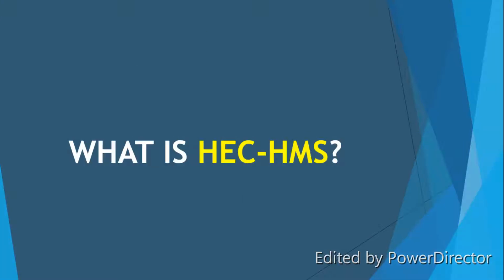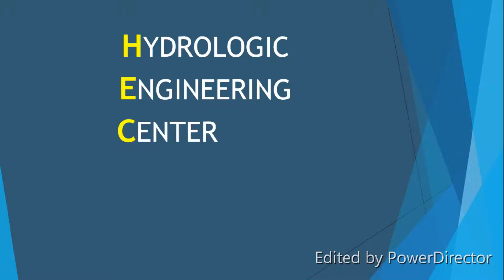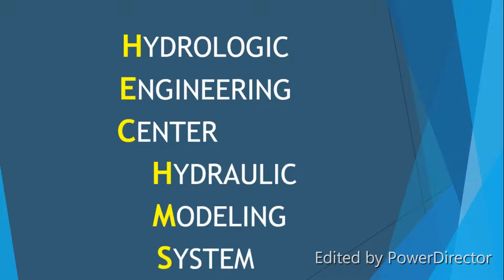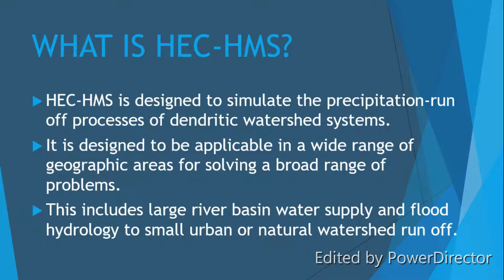So first, what is HEC-HMS? HEC-HMS stands for Hydrologic Engineering Center's Hydrologic Modeling System. HEC-HMS is designed to simulate the precipitation/runoff processes of dendritic watershed systems. It is also designed to be applicable in a wide range of geographic areas for solving a broad range of problems. This includes large river basin, water supply, and flood hydrology to small urban or natural watershed runoff.